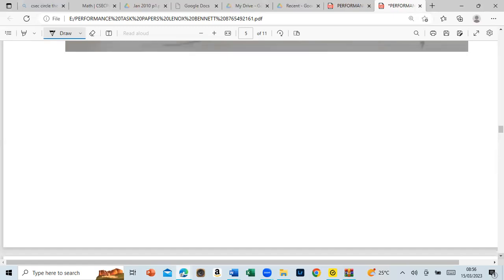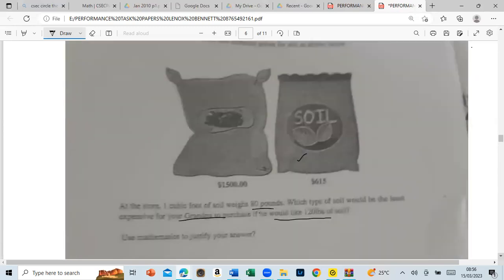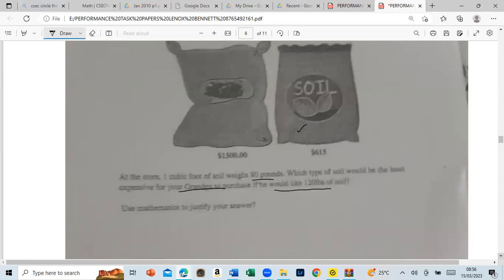This makes no sense. Alright, I'm just going to approach it. It says at the store 1 cubic foot of soil weighs 80 pounds. Which type of soil would be the least expensive for grandpa to purchase if he would like 120 pounds? Alright, so basically I just want to show the measurement. But it's obvious that this one is cheaper because this is $650, and we have to assume that they have the same weight because there was no weight given.